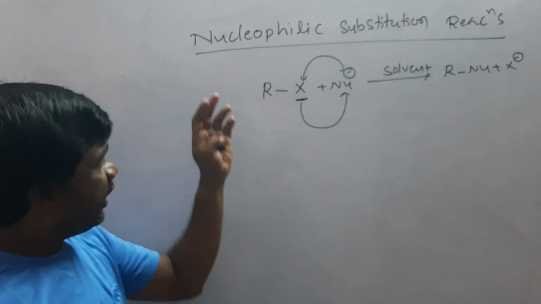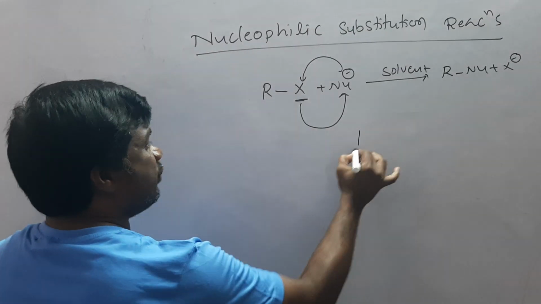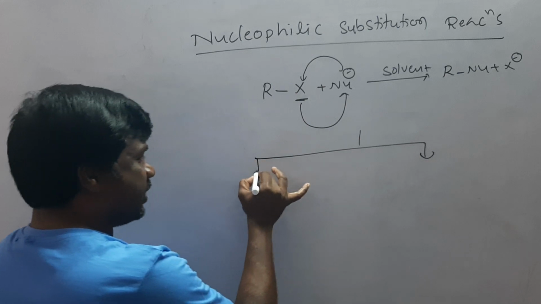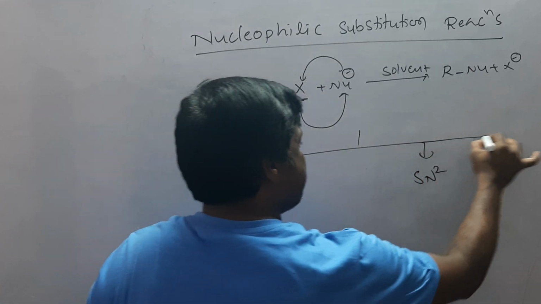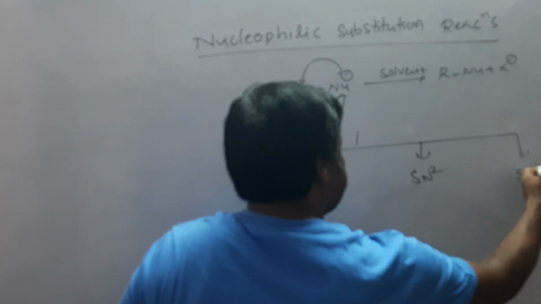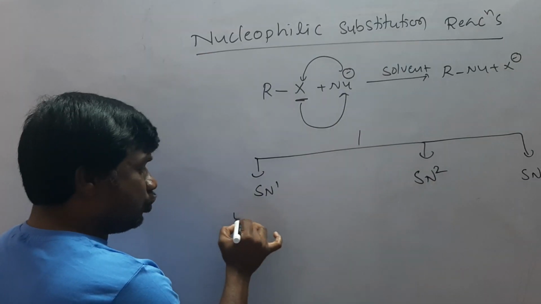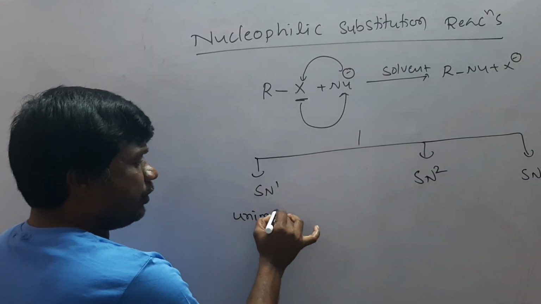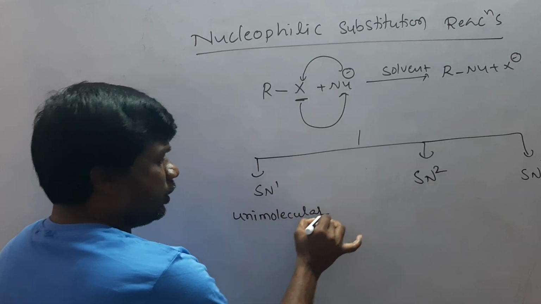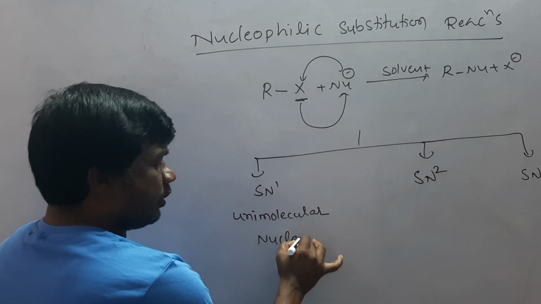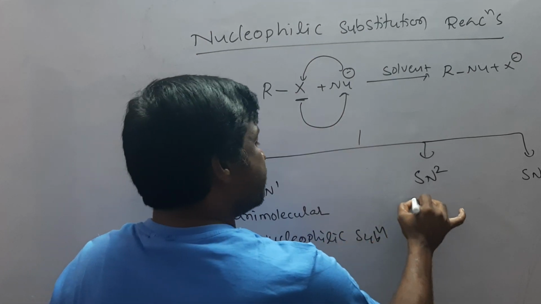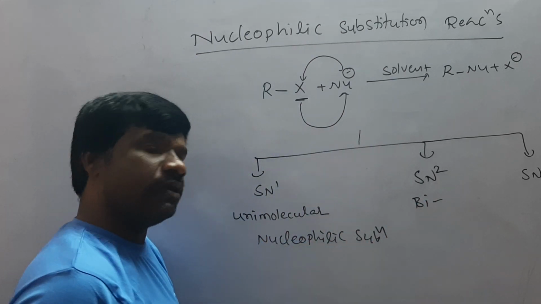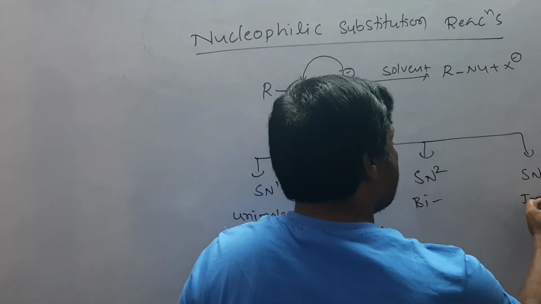We'll discuss that. Nucleophilic substitution reactions are of three types: SN1, SN2, and SNi. SN1 means unimolecular nucleophilic substitution, SN2 is a bimolecular nucleophilic substitution, and SNi is intramolecular nucleophilic substitution.